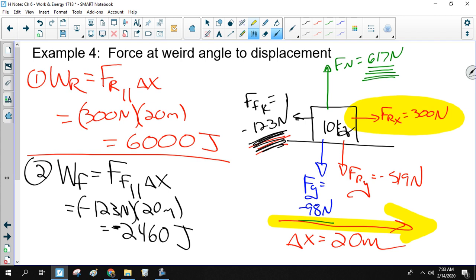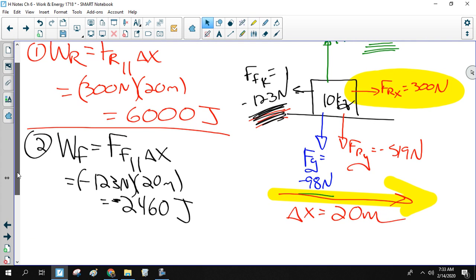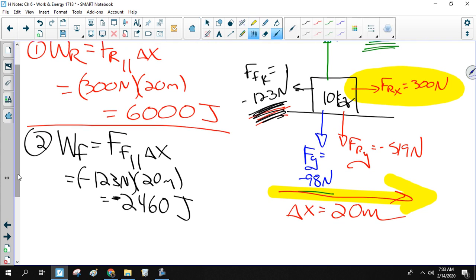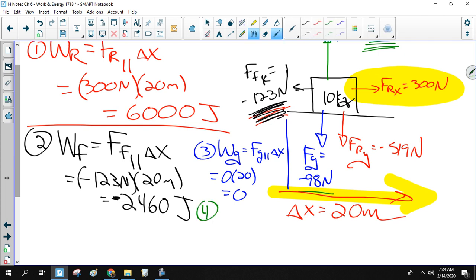All right, and then the last two forces are gravity and normal force, right? Both gravity and normal force are perpendicular to the motion. So for number three, the work done by gravity, I need my FG parallel times my displacement. Well, FG parallel in this example is 0, right? Because there's no horizontal force. So you get 0 times 20, which gives you 0. Similarly, our normal force is also going to be 0. So the work done by the normal force is also 0 by the same logic. Okay?